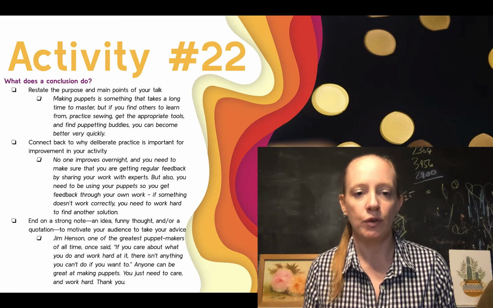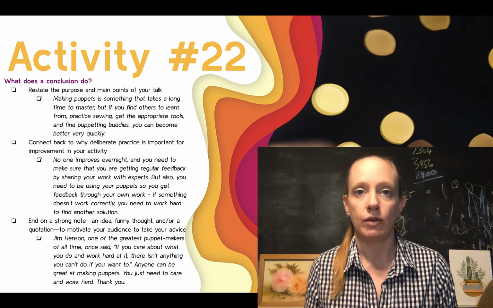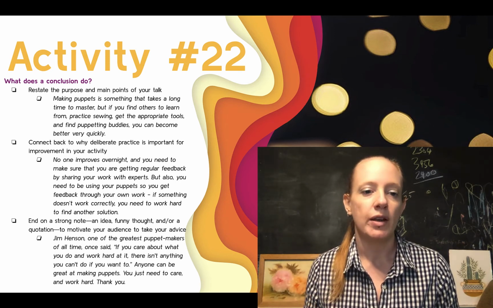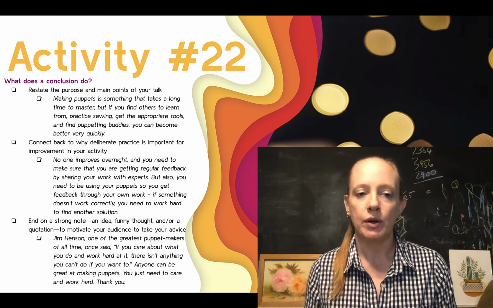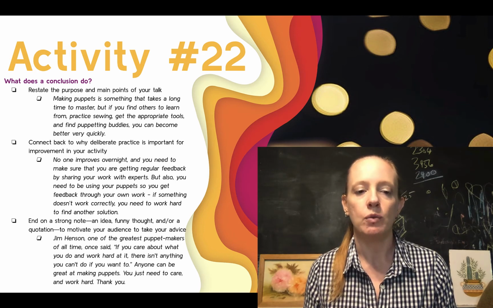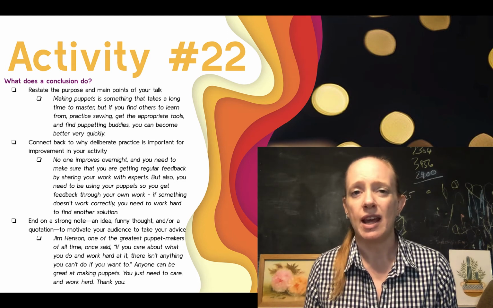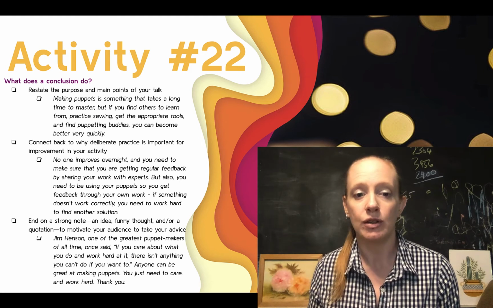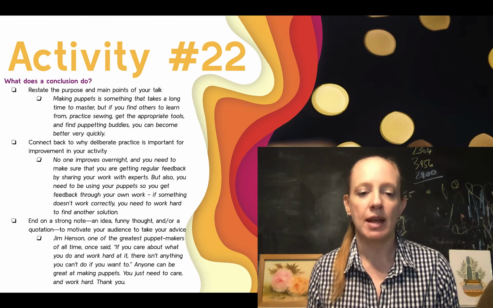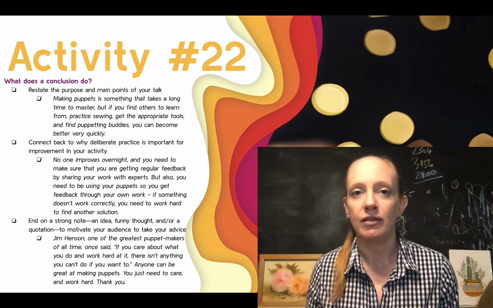So I took a quote from Jim Henson. He is one of the greatest puppet makers of all time. He created the Muppets and Sesame Street and lots of other amazing puppets as well. So Jim Henson, one of the greatest puppet makers of all time, once said, "If you care about what you do and work hard at it, there isn't anything you can't do if you want to." So it's a quote that's actually relevant for more than just puppet making. I just chose someone that I thought was a really good connection to my topic and said something really interesting. So anyone can be great at making puppets. You just need to care and work hard. Thank you. And that would be the end of my conclusion.